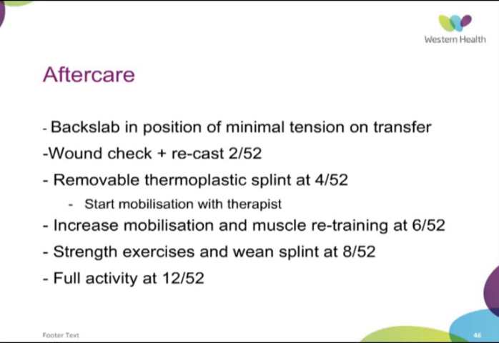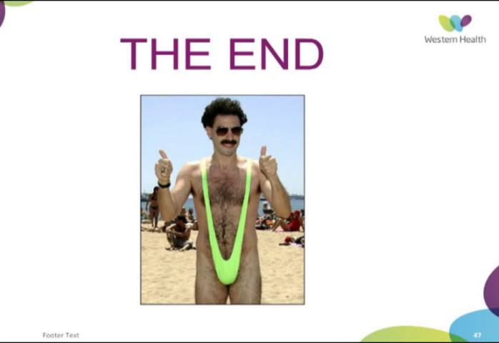Generally, you get the hand therapist to make a splint around 4 weeks' time and start some gentle mobilisation. This will then be increased with muscle retraining therapy around 6 weeks, and strength exercises and weaning of the splint at 8 weeks. With upper limb transfers, you can start full activity pretty early at 12 weeks. If all goes well, you'll be back into work. And that's it.